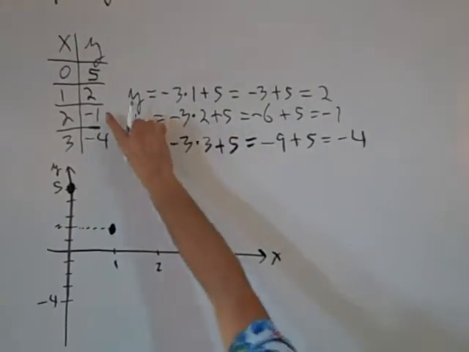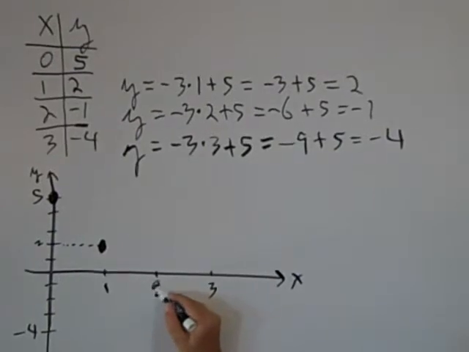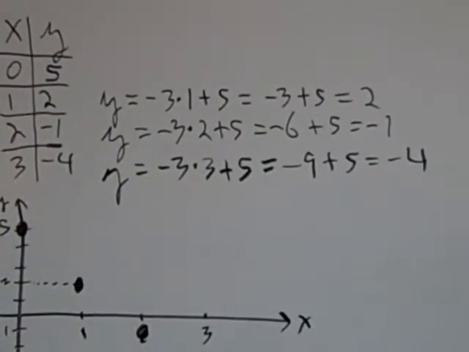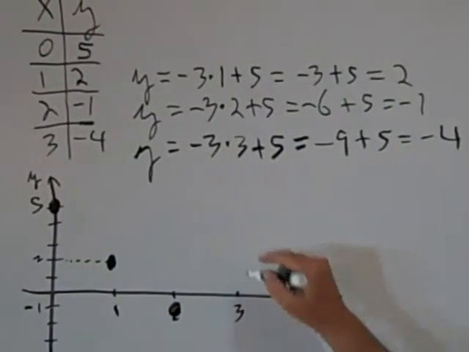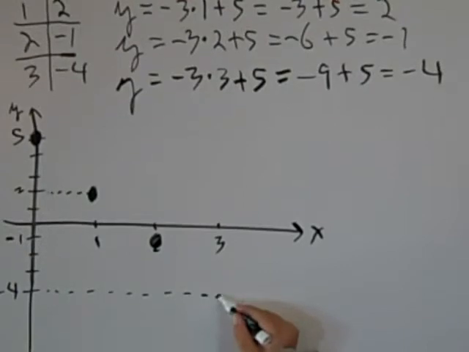The third point is 2, negative 1, so if I go over 2, I have to go down to negative 1, which is really about here on this graph. And 3, negative 4. If I go over 3, I have to go down to negative 4, down to here.